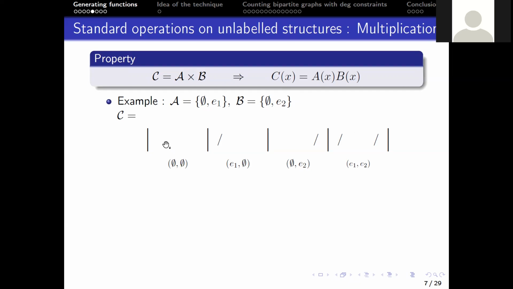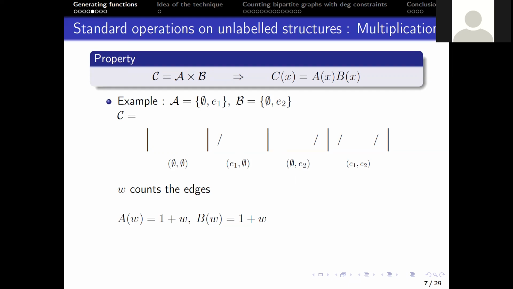So either you choose nothing in A and nothing in B. So here you have nothing. Either you choose one edge, the edge in A and nothing in B, which is this drawing. Either nothing in A and an edge in B, which is here, or either you pick the 2 edges. And so you have C that is this set. Now for the generating function of A, you have A of W that is 1 plus W and B of W that is 1 plus W. That's what we saw before.